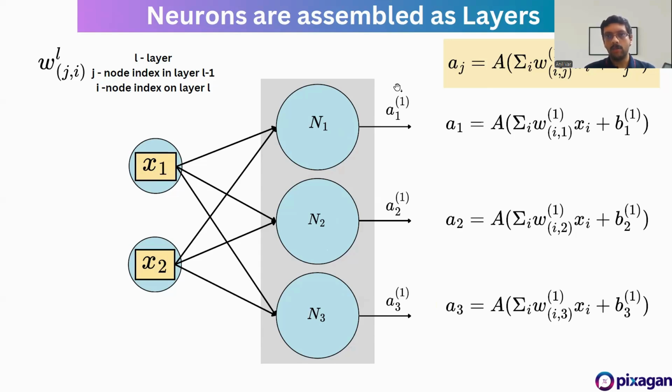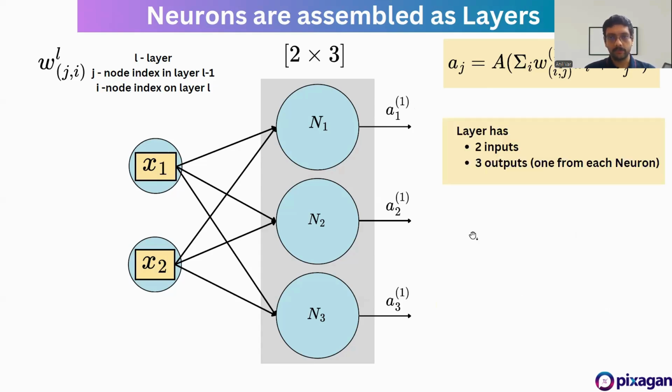And in this case, this layer now is three neurons. It's gone from two inputs to three outputs. And these outputs are passed to the next layer. So when you think of this at a layer level, it has two inputs in this particular case, and it's got three outputs, right? Because each neuron is giving you one output.